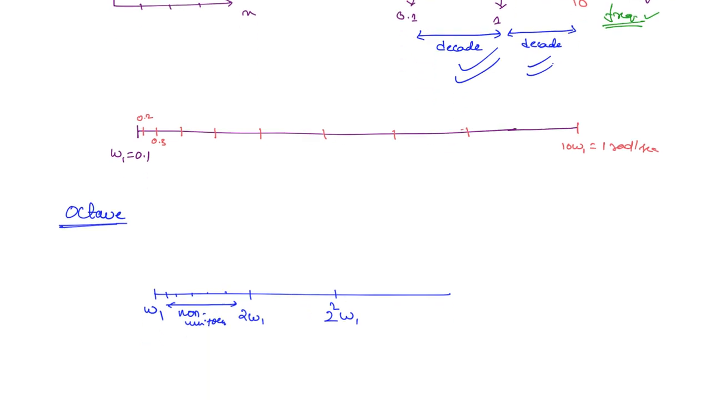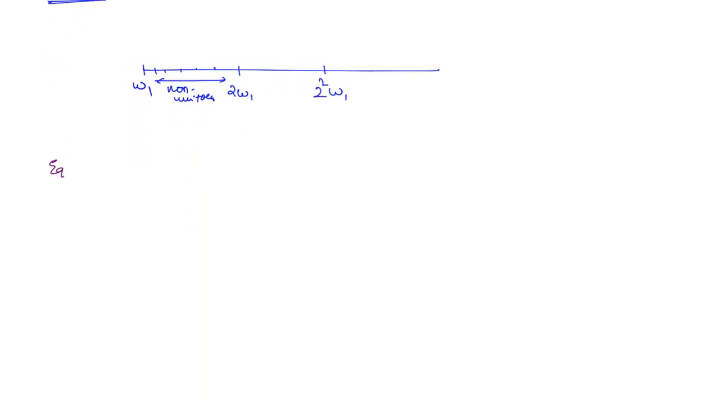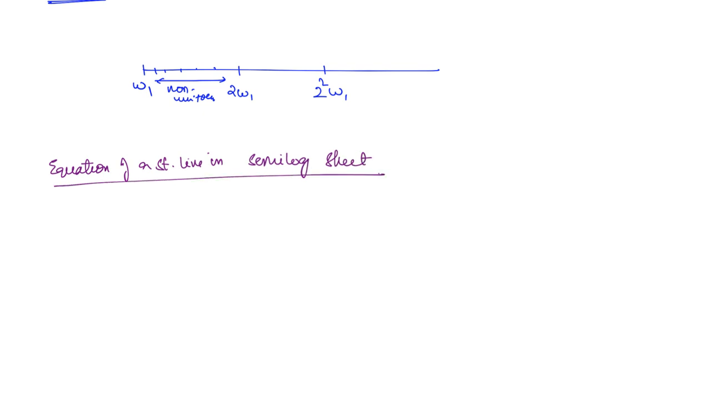Okay. Now what will be the equation of a straight line in a semi-log sheet? It will be useful later on, since it is a basic thing we are discussing right now, but the application you will see later on. We know that the equation of a normal line we write as y is equal to mx plus c. This is on a normal Cartesian graph.